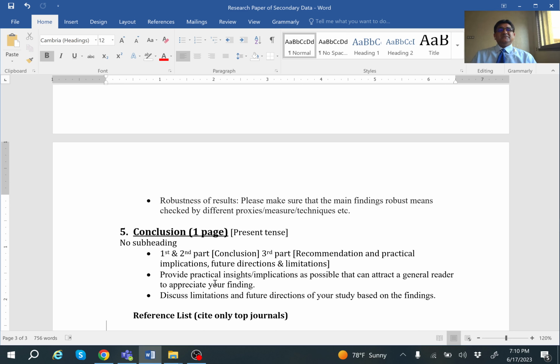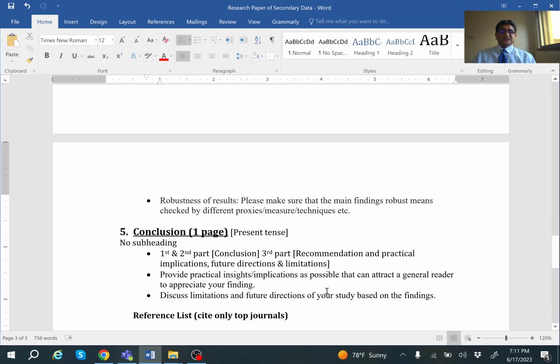What is the ultimate objective of any research? The ultimate objective of any research is to provide recommendations based on the findings. Why do we do research? We normally do research to resolve a problem, to bring something new to the body of knowledge, to contribute to literature, to solve the empirical problem. So based on findings, we normally provide the recommendation and practical implication of our research.